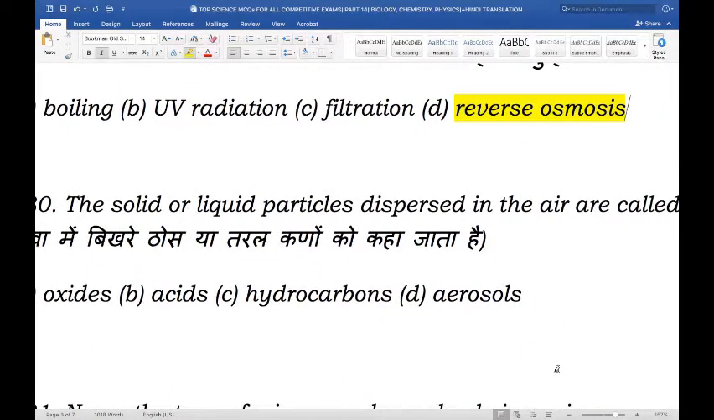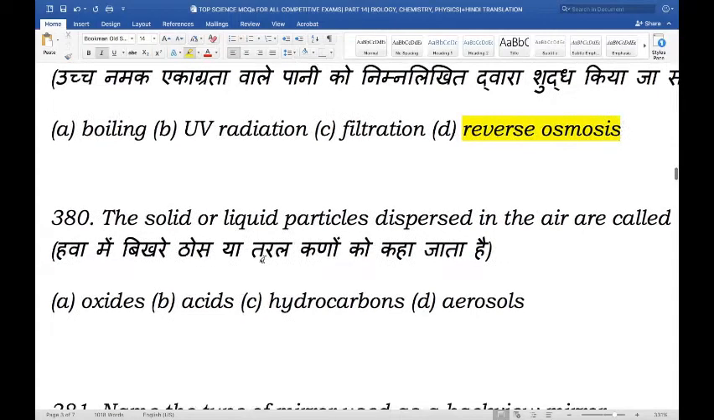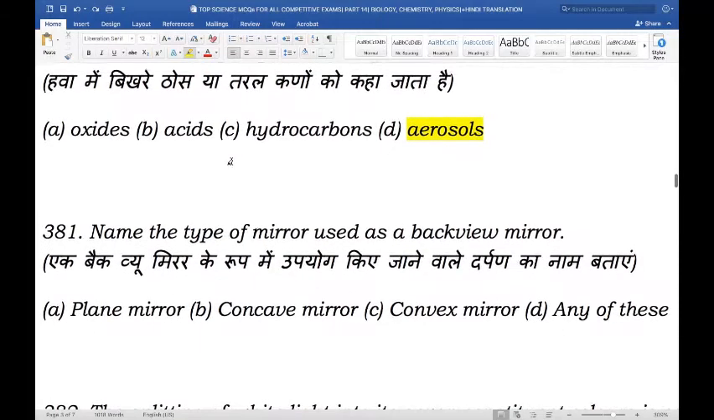The solid or liquid particles dispersed in the air are called. Is it called oxides, acids, hydrocarbons, or aerosols? So the solid or liquid particles that are dispersed in air are called aerosols. An aerosol is the abbreviation of aerosolution, which is the suspension of fine solid particles or liquid droplets into air or other gases. Moving on.